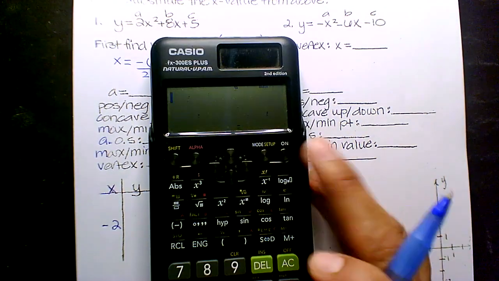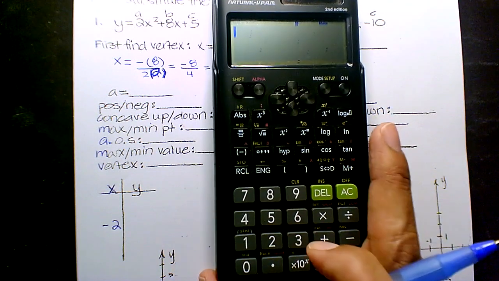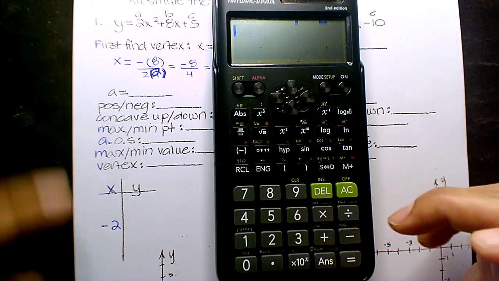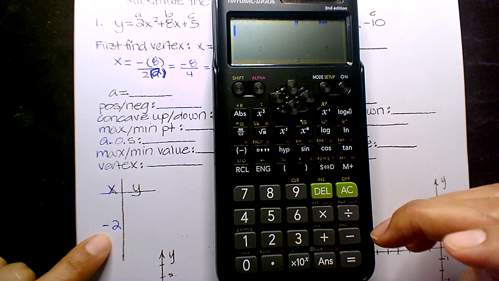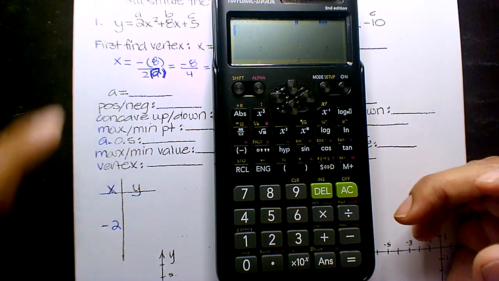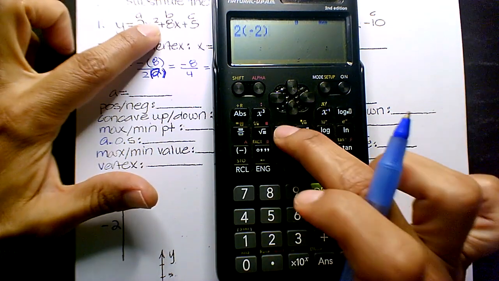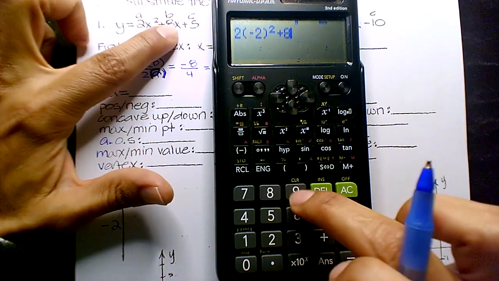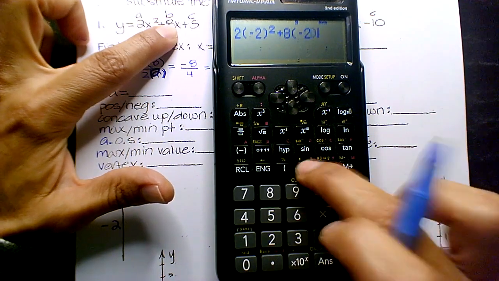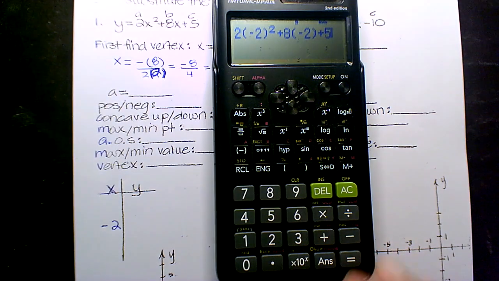So if what you see is what you type, I keep telling you guys that. So instead of x, I'm going to substitute a negative 2. So 2 times negative 2 squared plus 8 times negative 2 plus 5. What you see is what you type. That's it. Hit equal. And I get negative 3.